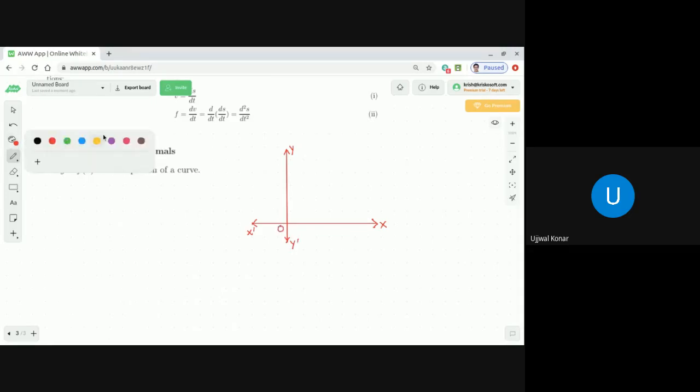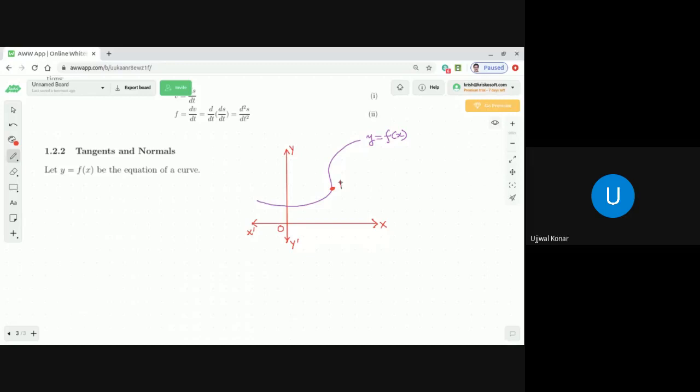Suppose we have a curve something like this, y equal to f(x). This is the curve. Now let us take a point. Let me take that point in a different color. Let us take a point P on that curve.